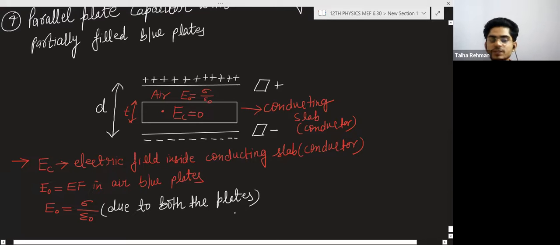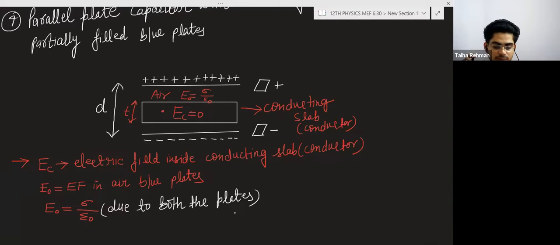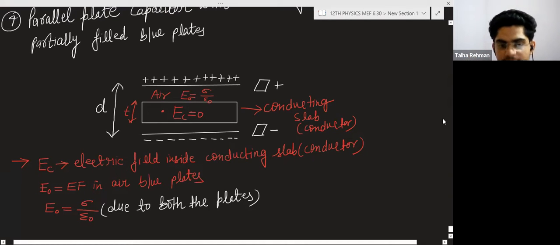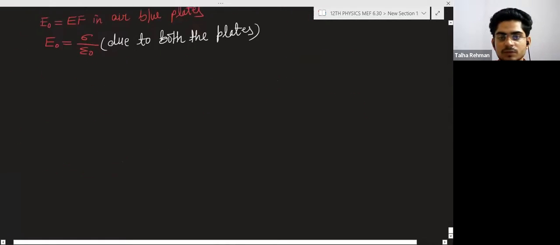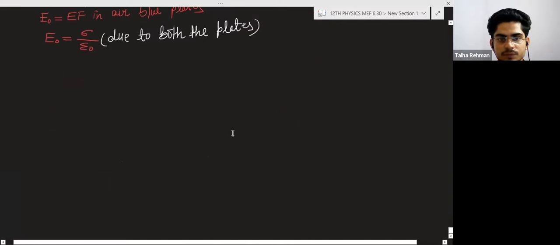And what is the value for the single plate, Hamza? Due to the single plate, it is sigma by 2 epsilon naught. Okay, that's fine. So now we have calculated the electric field.